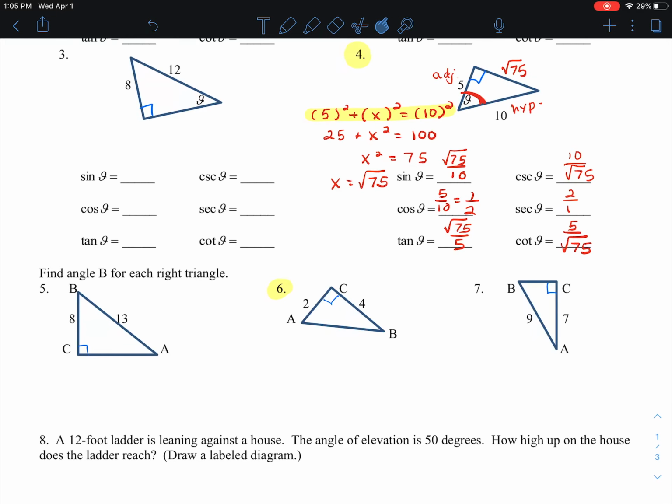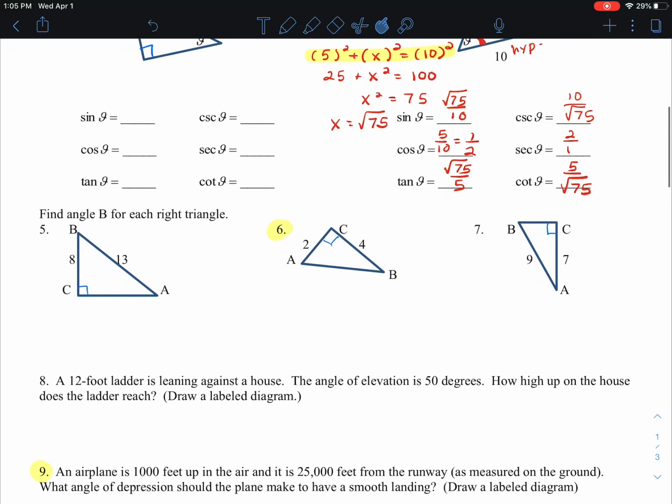Okay, so let's take a look at number 6. Number 6 is asking us strictly just to find angle B in the triangle, so I'm just going to highlight that here. There's angle B. It looks like they're giving us the opposite leg to angle B. They're also giving us the adjacent leg. Don't be deceived. Remember that the side that's opposite your 90-degree angle is always the hypotenuse.